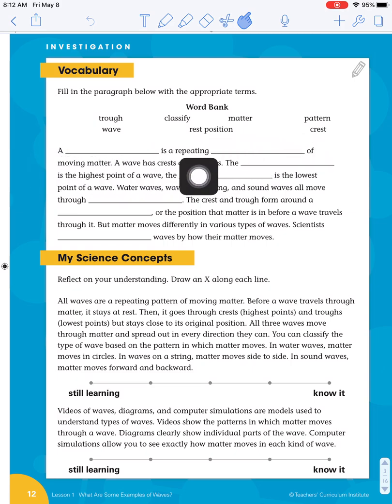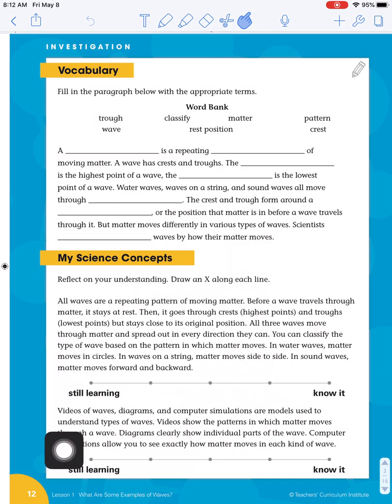It says, a blank is a repeating blank of moving matter. A wave has crests and troughs. The blank is the highest point of a wave. The blank is the lowest point of a wave. Water waves, waves on a string, and sound waves all move through blank. The crest and trough form around a blank, or the position that matter is in before a wave travels through it. But matter moves differently in various types of waves. Scientists blank waves by how their matter moves.